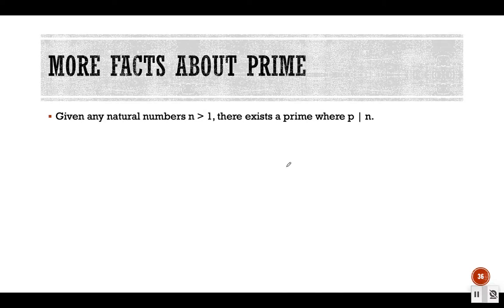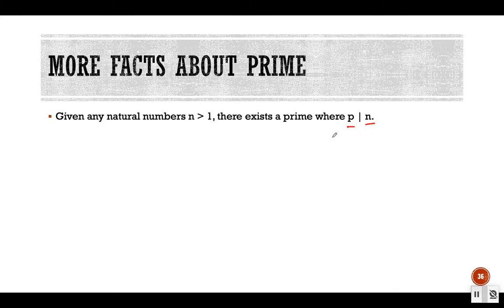Alright, so let's talk a few more things about prime numbers. We say that given any natural number greater than 1, there exists a prime number which divides the value n. If the number is a prime number, then it is divided by itself, which is a prime number. Okay, so that's the proof of that. But if the number n is not a prime number, still there must be a prime divisor.